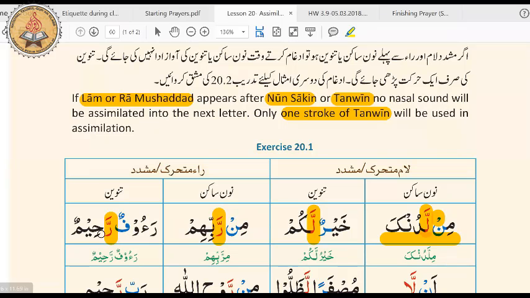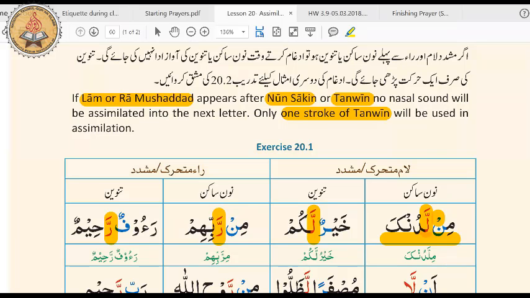Okay, you can't hear the noon. You can't hear that nasal sound. The run. So, for example, furra. You wouldn't hear funra. You wouldn't hear that noon, that nasal sound. Okay, so the correct way of saying this is ra'ufur rahimun.